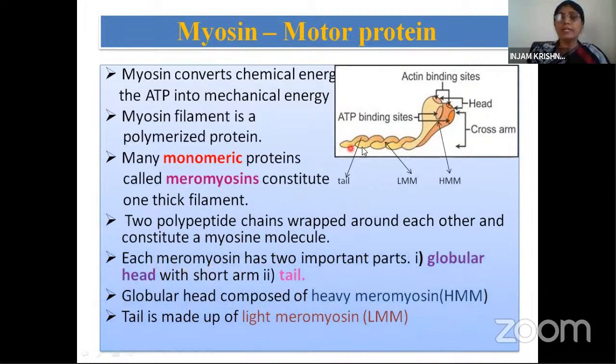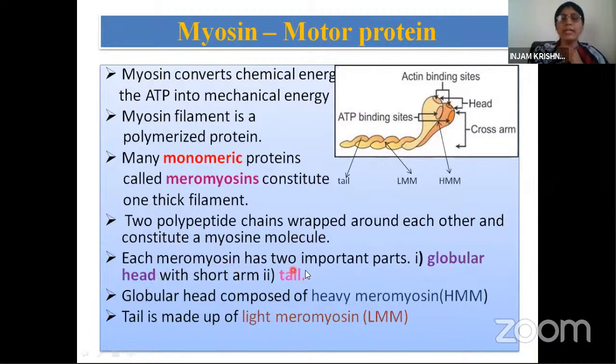Each meromyosin, it is one meromyosin. Okay, are you able to understand? It is the structure of one meromyosin. It is not the structure of the entire myosin protein. A number of such meromyosins are involved to form the myosin protein. Two polypeptide chains wrapped around each other and constitute a myosin molecule.